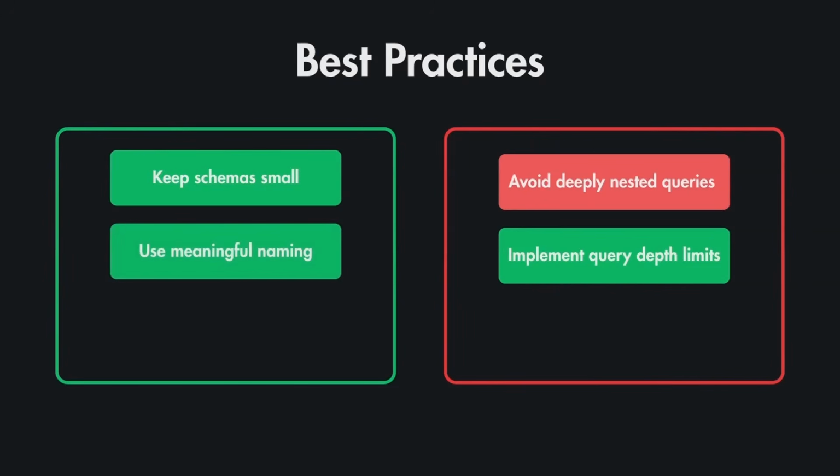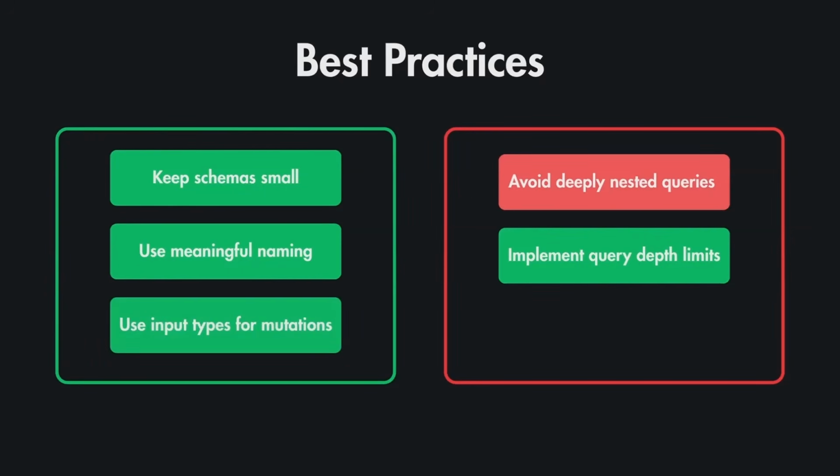We also use meaningful naming for types and fields, so that it also makes sense from the client side, because they both are going to use the same schema. And when mutating data, we always use the input types for mutations.